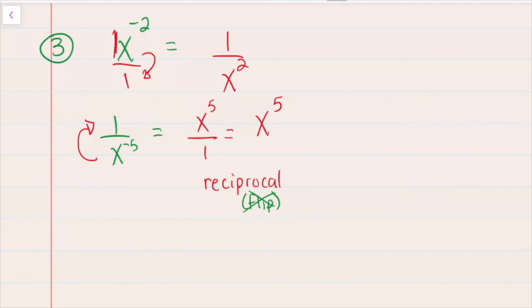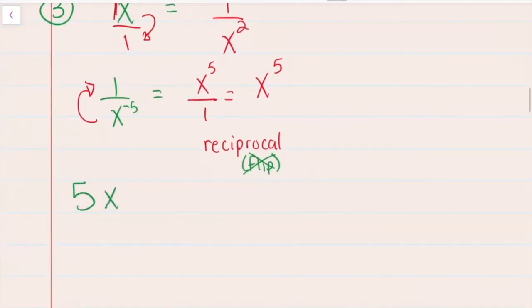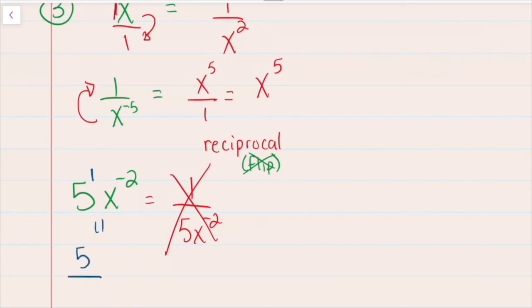Let me give you an example of why that's a bad way of thinking about it. 5x to the negative 2. Now, a lot of people might say, oh, let's flip it. It's 1 over 5x to the negative 2. And that is wrong. Because, guys, this 5 has its own exponent. That's 5 to the power of 1. The 5 is positive. What you need to move down is the x. So the real way to do this is actually 5 over x to the power of 2.